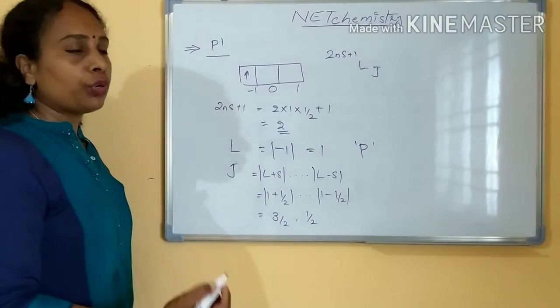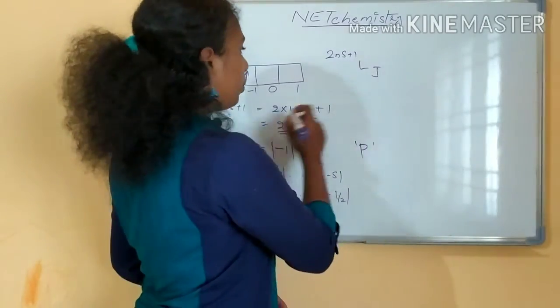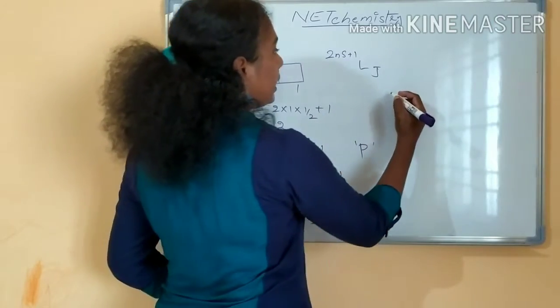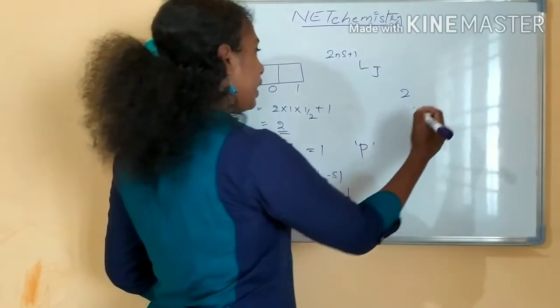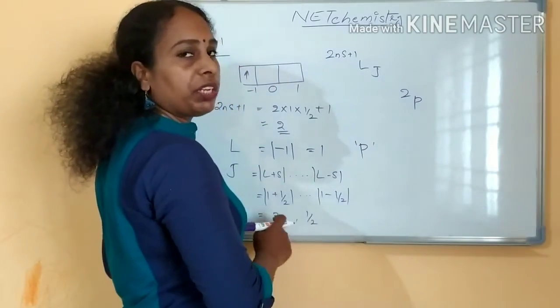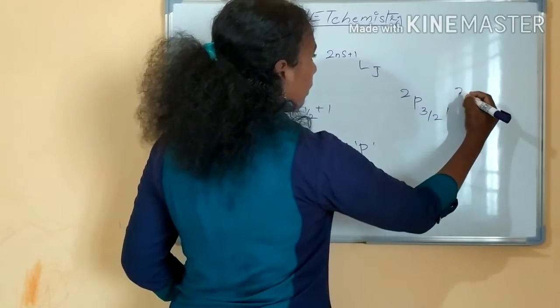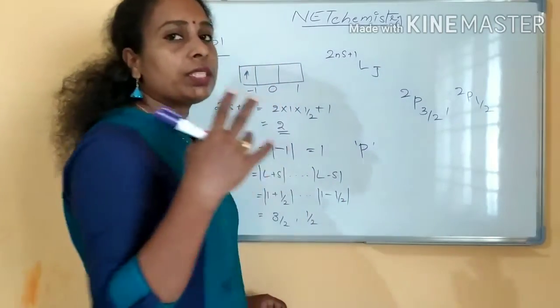Two J values you got. So what are all the term symbols now you got? You have got 2S+1 L_J. I am substituting: 2S+1 is nothing but 2, I got. L value is equal to P, right? And two J values you got. So both the term symbols you have to write: 2P3/2 and 2P1/2, right? These two term symbols you got.